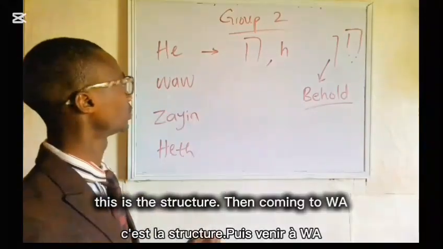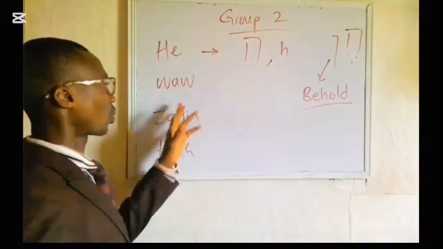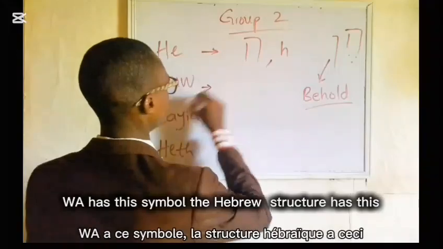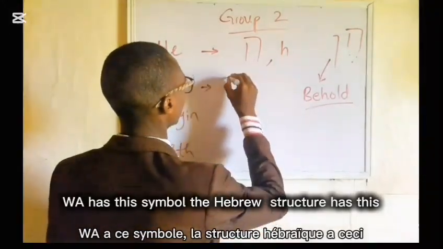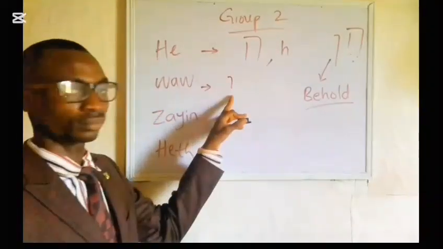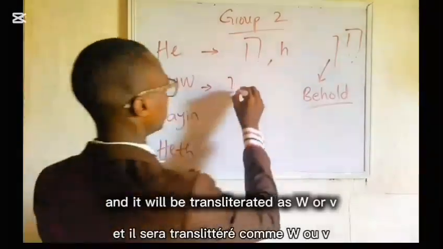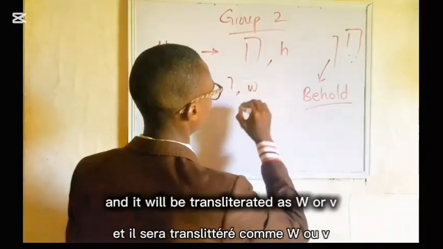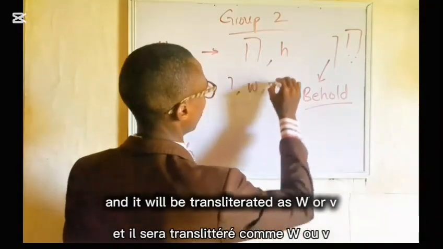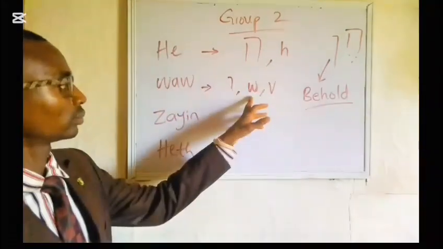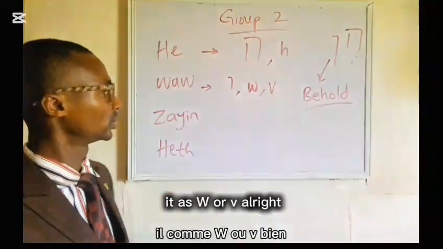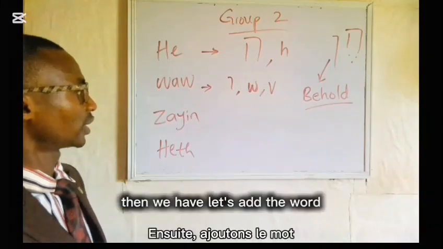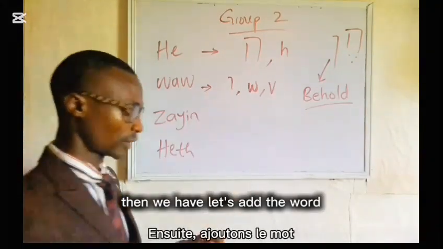Then coming to Vav. Vav as a symbol, the Hebrew structure is this, and it will be transliterated as W or V. So transliterated as W or V. All right.